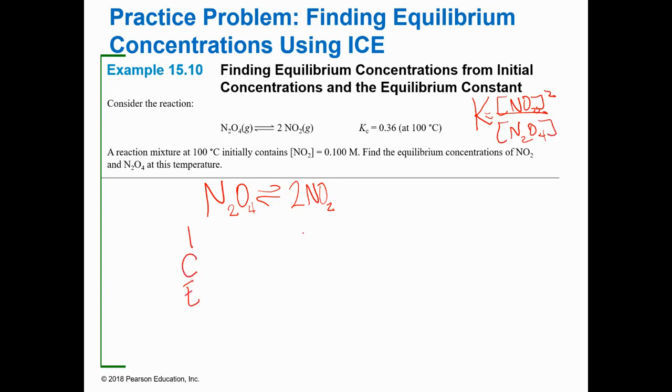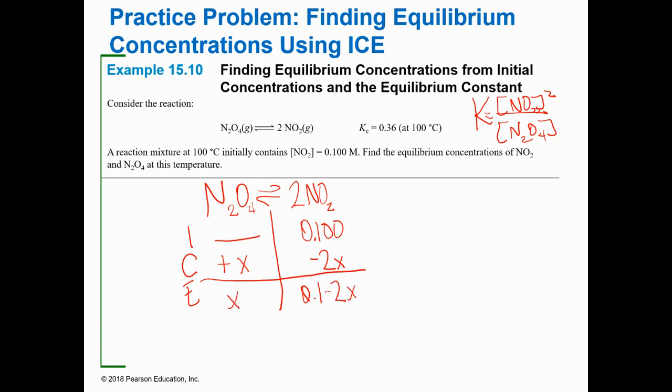They gave us only the initial value for NO2. They didn't give us anything here. So this is plus X, and we've got minus 2X. Remember, it cannot proceed from 0, otherwise it won't make anything. So yes, we should have found Q, but we don't have to in a situation like this because the only way it can go is backwards. So this is 0.1 minus 2X, and this is just X.